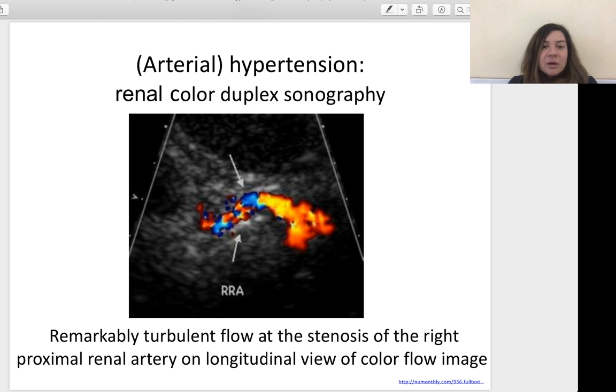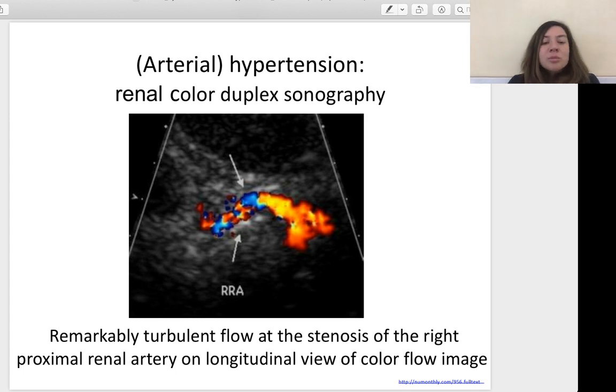Here on renal color duplex sonography too, you see in different colors remarkably turbulent flow. You see blue coloration. It tells you that blood flow goes not just in one way. It has some returning and some turbulent flows in this place. And on Doppler it looked like this.